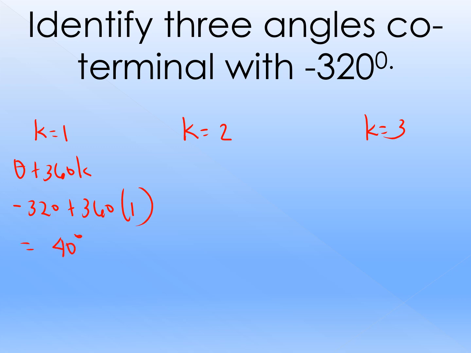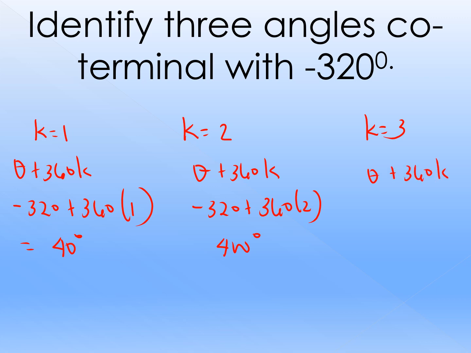For k equals 2, we're going to have theta plus 360k. So we're going to have negative 320 plus 360 times 2. The answer is equal to 400 degrees. For k equals 3, we're going to have theta plus 360k. Let us now substitute. We have negative 320 plus 360 times 3. And the answer is equal to 760 degrees.